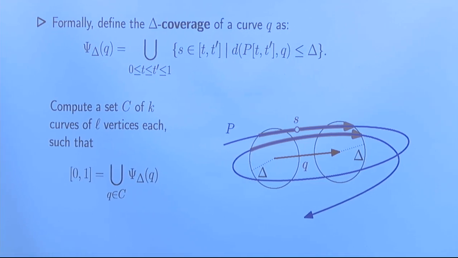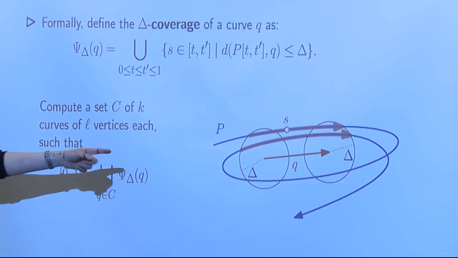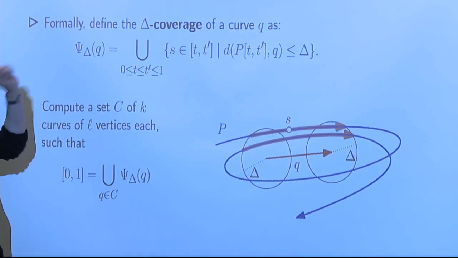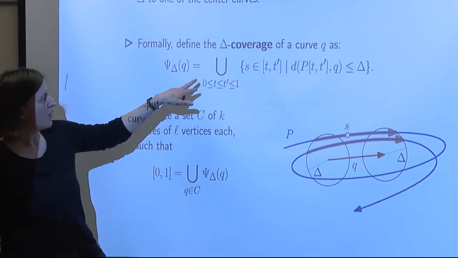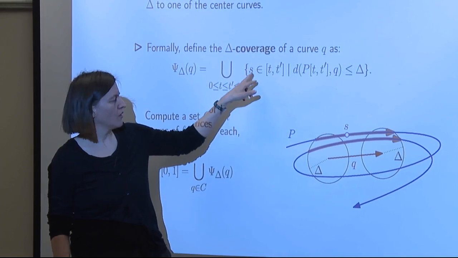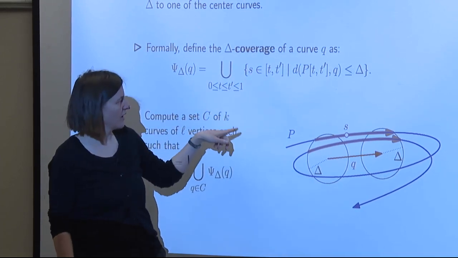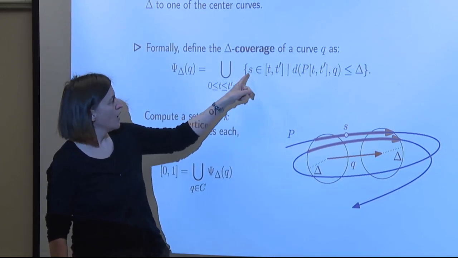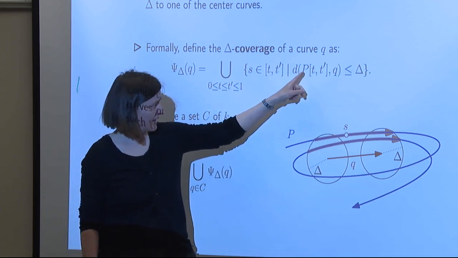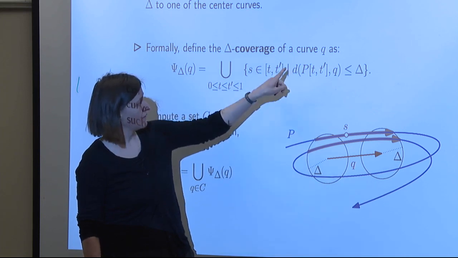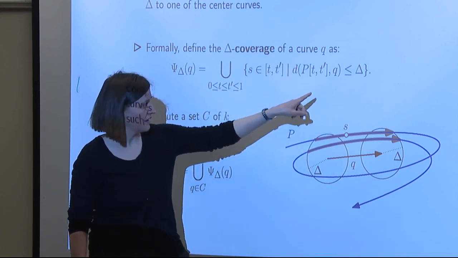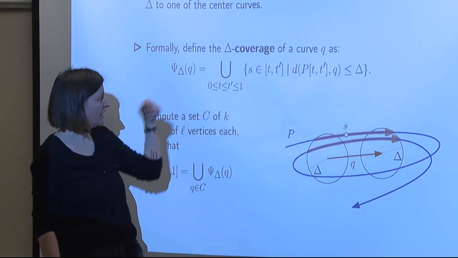Okay, and now the problem we want to solve. I define this coverage function for Q, which gives me all of the points in my parameter space. So I have the 0, 1 parameterization, right? All of the points so that there exists a curve that is within Fréchet distance delta to Q, and I union over all of them.